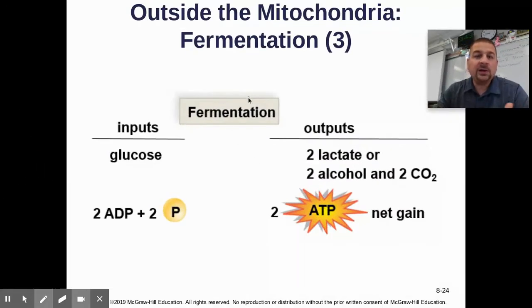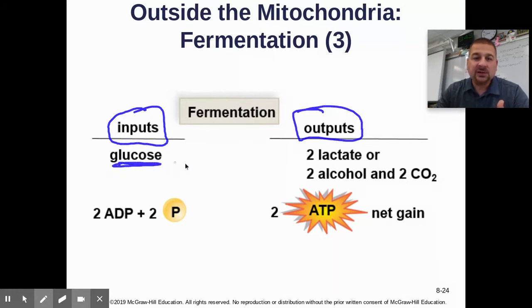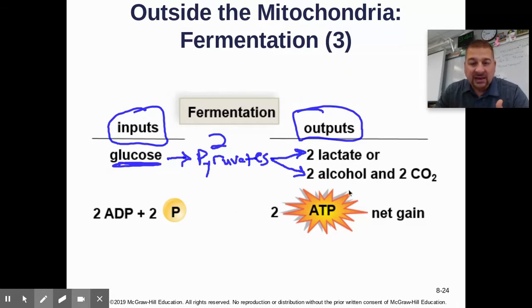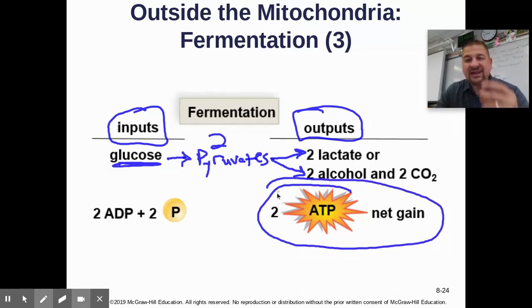This is just the overview, inputs and outputs slide showing you, again, you're starting with glucose, and it's going to be broken into 2 pyruvates, which then, depending on the type of fermentation that's happening, will either be made into 2 lactic acids or 2 ethyl alcohols and 2 CO2s. And again, here's the goal. You're going to get a +2 ATP gain. So without oxygen, the cell is still able to get ATP energy.